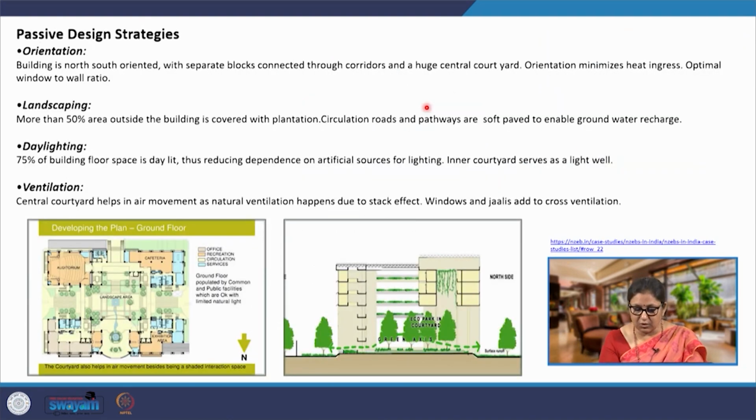And the building is also connected at some of these points in between as bridges, and together they are able to produce 100% of the energy that is required in this building through the photovoltaic cells that are there. And before that was planned, the passive design strategies have been put in place correctly. That includes orienting the building correctly, landscaping, daylighting, ventilation. The courtyard helps in ventilation significantly due to the stack effect.